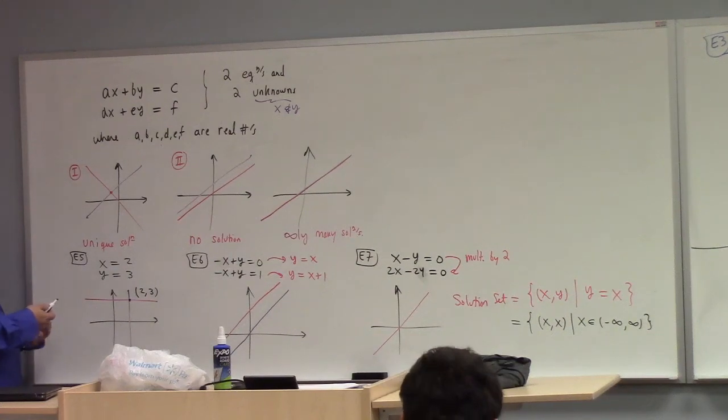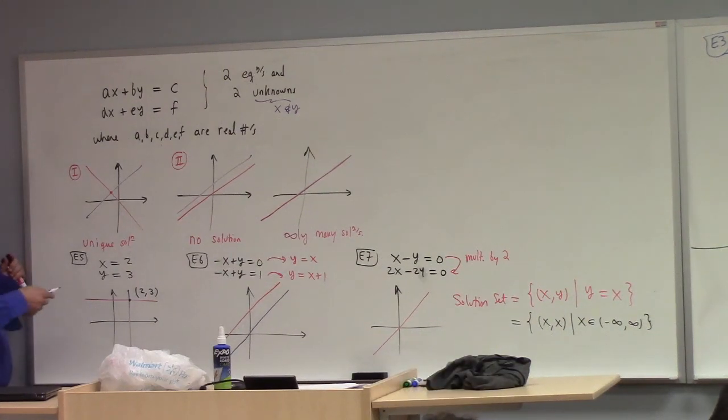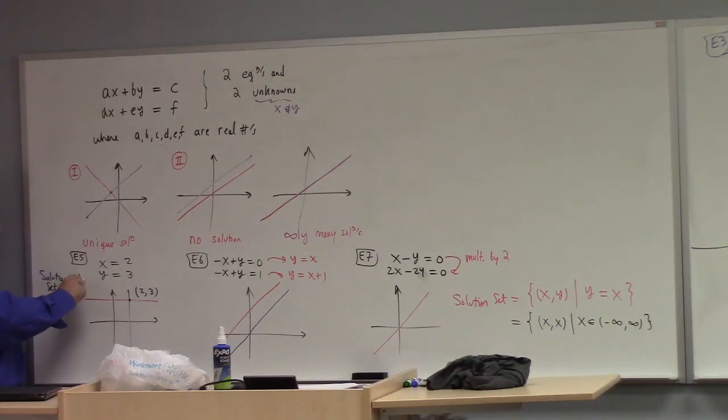What's the solution set in example 5? It's very silly, but the solution set over here is what? It's the set containing the point (2, 3). It's really obnoxious, but that's the solution set in this case.